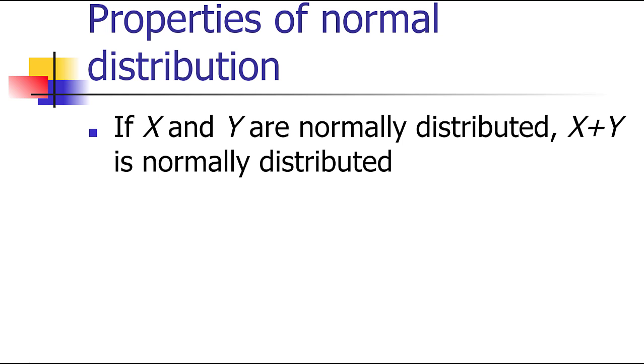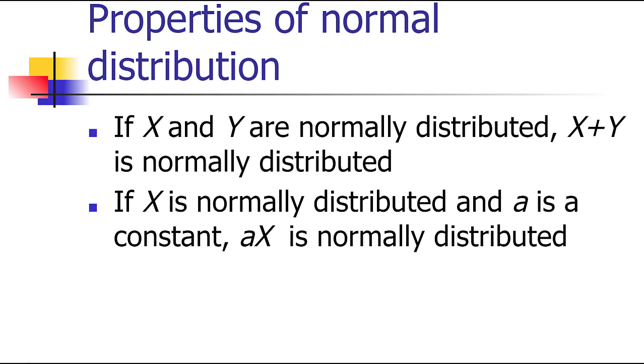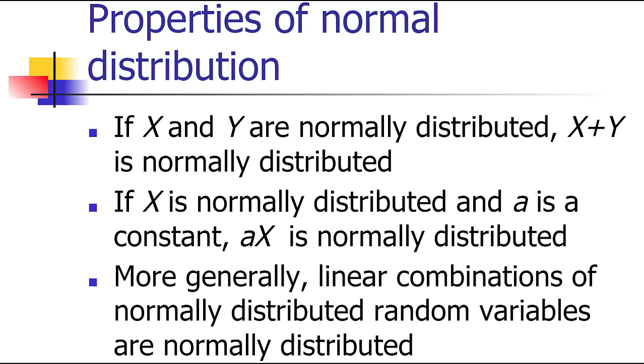Some properties of a normal distribution that we'll be coming back to quite often: if x and y are normally distributed, the sum of x and y is normally distributed. Similarly, if we take a normally distributed random variable and multiply it by a constant, a, then the variable a times x is normally distributed. Combining those concepts together, we get the property that any linear combination of normally distributed random variables will itself be a normally distributed random variable.